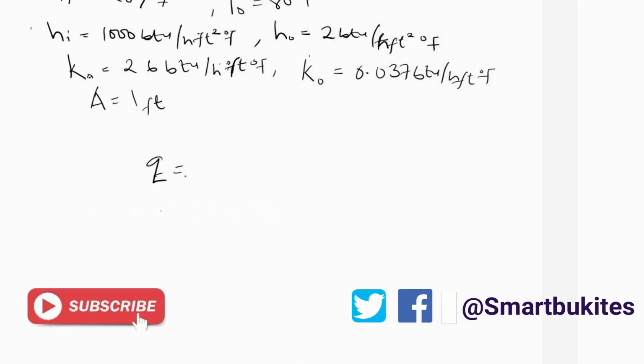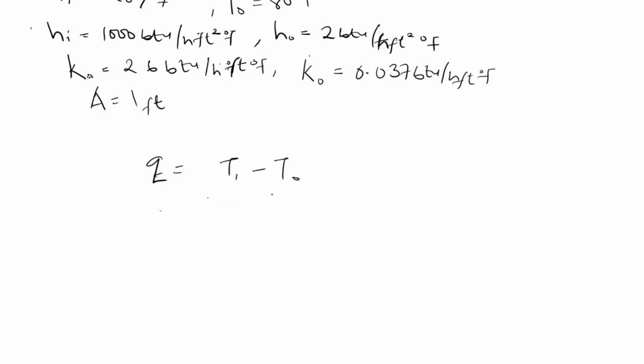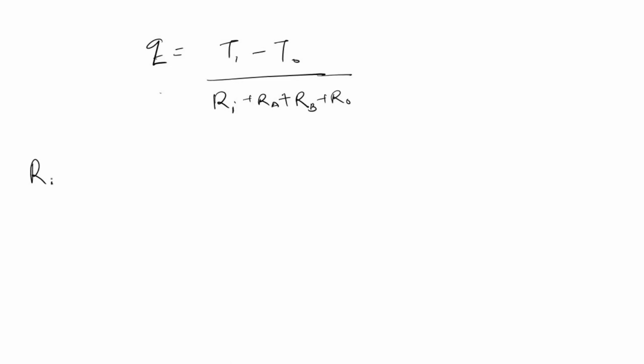Q equals T of the inside minus T of the outside, all over the resistance of the inside plus the resistance of the material A, which is our metal, plus the resistance of material B plus the outer resistance. We have to calculate all these resistances. Ri is going to be 1 over the convective transfer coefficient times Ai, the internal area.